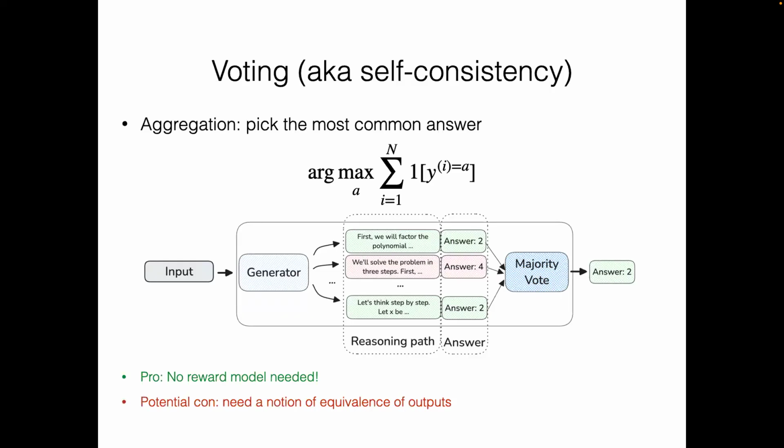The potential con of this is you need some notion of equivalence of outputs. For example, with these math problems, for math problems that end in an answer, it's maybe easy. You vote by using the answer identity. But in a really general application, let's say you're generating essays, then what's the notion of majority vote for an essay? I'm not really sure.